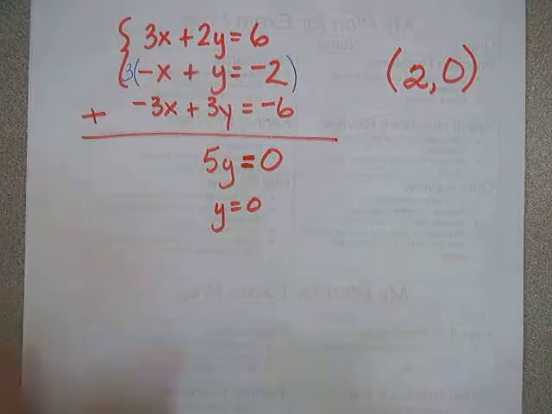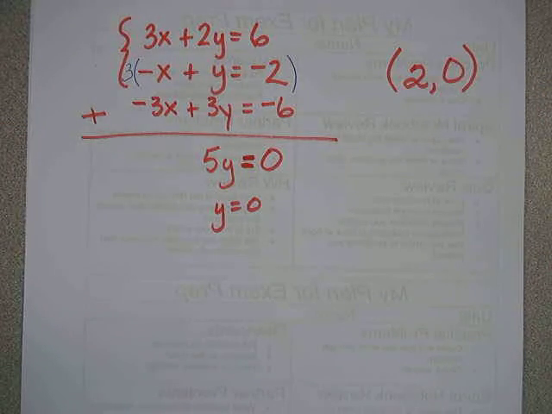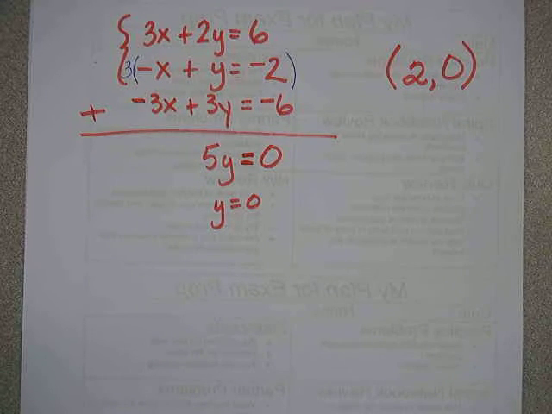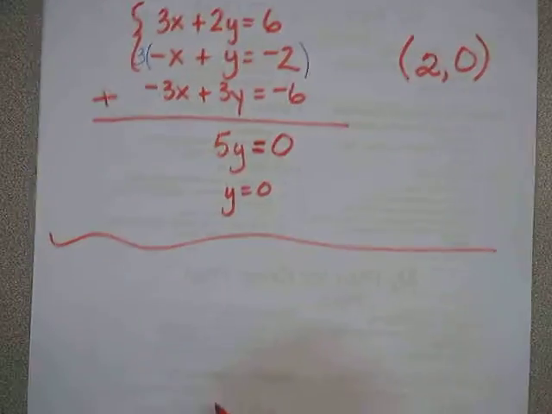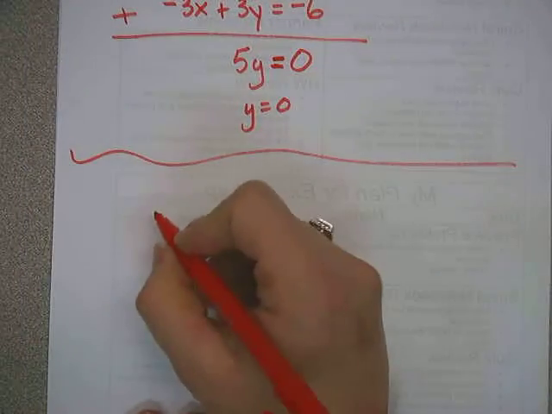Okay, so then we plug this in. If y is 0, 3 times what, plus 0 equals 6? So that's 3 times 2. And we've got our solution.